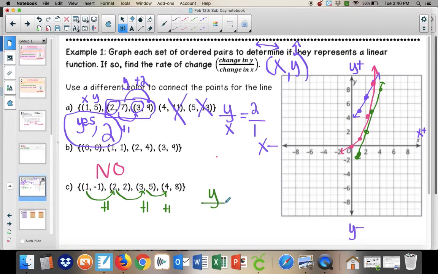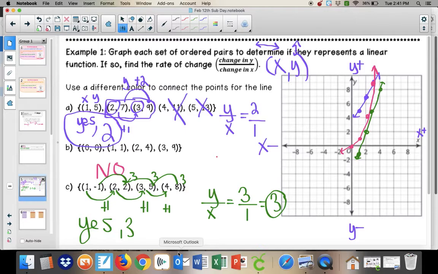So remember, it's y over x. So this is all the same of 1. Now, negative 1 to 2. So I'm at negative 1. To get here, I went up 1, 2, 3. 2 to 5. Again, up 3. 5 to 8. Up 3. Well, is that all the same? Yes. So I'm going up 3 over 1. So my rate of change is 3. So yes, it is linear, and my rate of change is 3. And we'll review that more too. That's what your whole next unit's on.